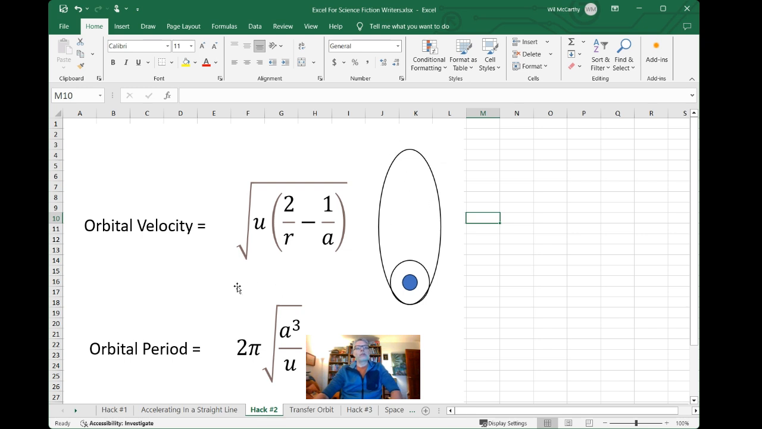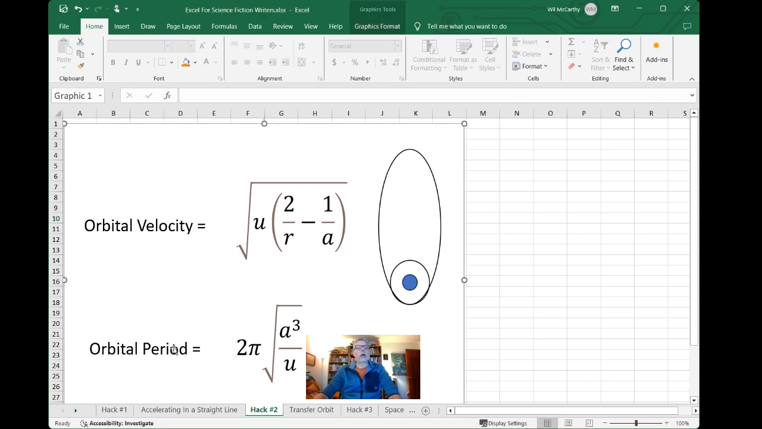So, how do we do this? There are two equations that matter for this. Orbital mechanics is very complicated, but we can distill it down to a couple of critical essences, namely, how fast are we going and how long does it take? So, how fast are we going is this equation here.